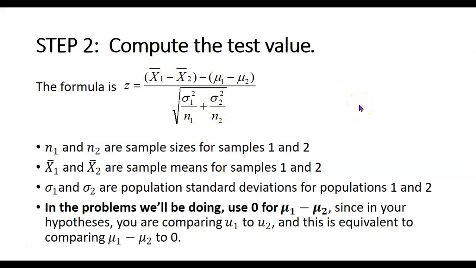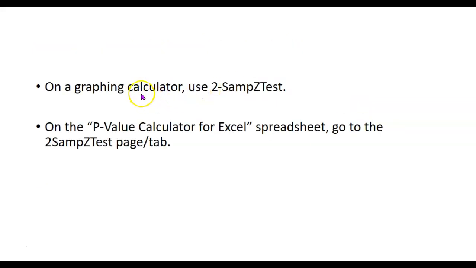There are other ways of doing it. You could use a graphing calculator. And here, the specific calculator function you would use would be 2samp z-test. So you would push the stat button, go to tests, and select 2samp z-test, and then type in all of those numbers.